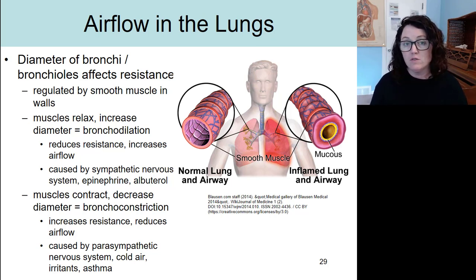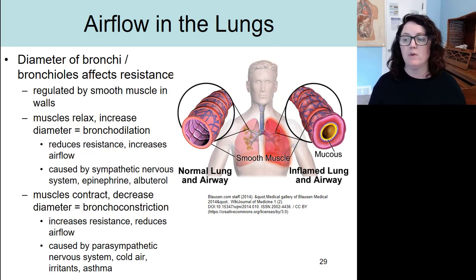Cold air can also stimulate bronchoconstriction. Your body does not like it when cold air is getting into those alveoli. It can damage them. So your body will react to decrease the airflow into the lungs so that we don't damage those alveoli. Certain irritants that we inhale, like smoke and things like that, can cause bronchoconstriction. And of course, bronchoconstriction is something that's very common in asthma. In the picture here, we can see a normal bronchiole versus an asthmatic bronchiole.